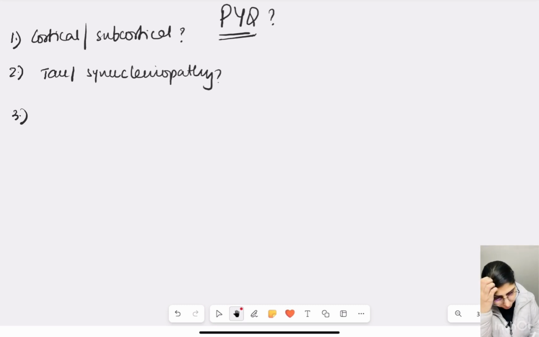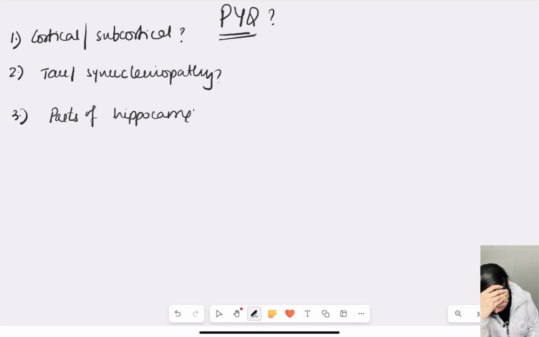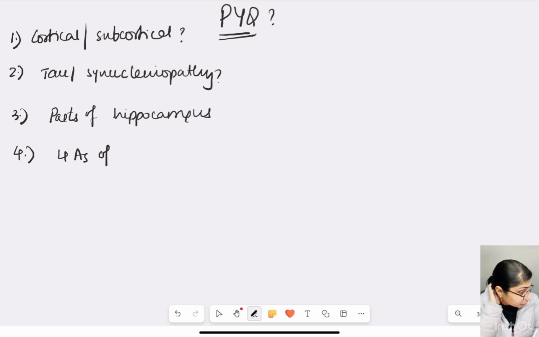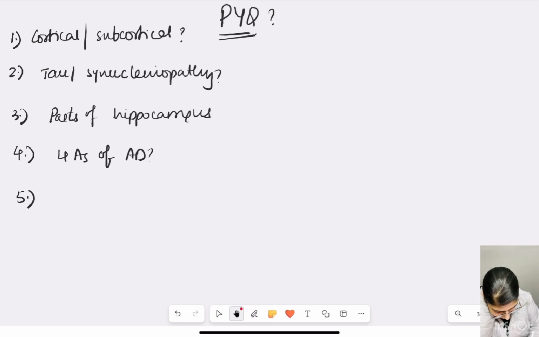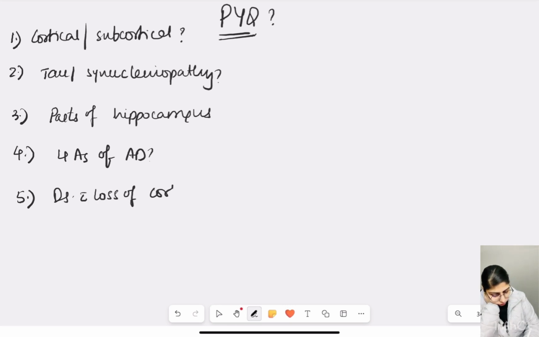Number 3, parts of hippocampus. Number 4, the 4 A's of Alzheimer's disease. Then number 5, disease with loss of cortical neurons.